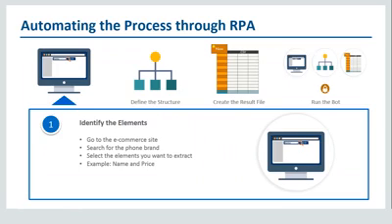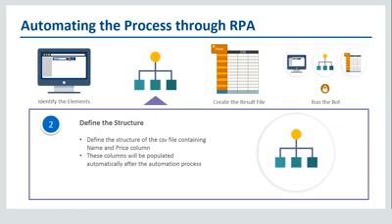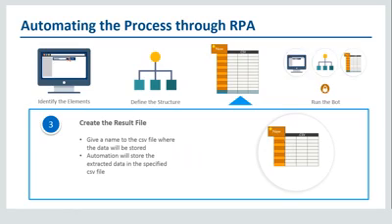So the first step was identifying the elements. So, for identifying the elements, like I said, you would need the name and you would need the price. So these are the elements, these are the things that you have to extract from this automation, and hence they become your elements. So if you have done that, you will move to stage 2, which is defining the structure. So you will decide now how this name and this price is to be combined together so that they make sense, right? So you will be defining structure in this stage. Then comes the stage of creating a result file where your structure will be published, right?